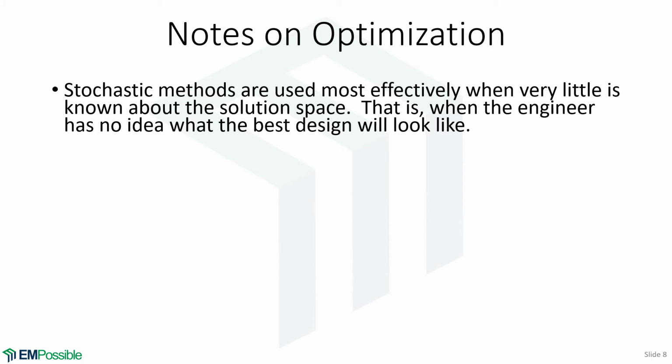Some notes on optimization. So the stochastic methods, the ones employing randomness, are best to use, I think, when you know very little about the global best solution or what that might look like. And so they also tend to search globally much better than the gradient methods. And at the end of the day, I am an engineer. I don't necessarily need to know that I have the absolute best solution or not. As long as my solution is good enough, I'm okay with that.